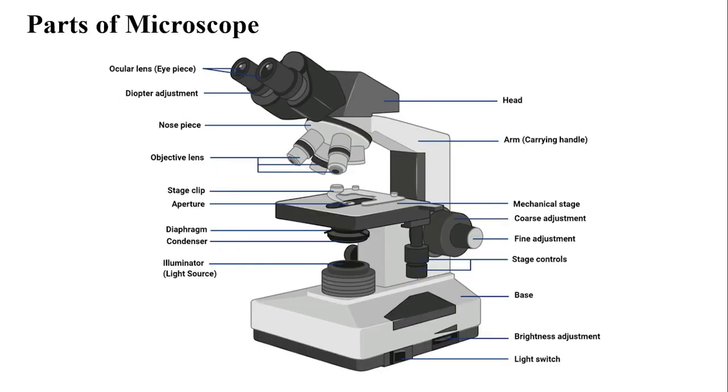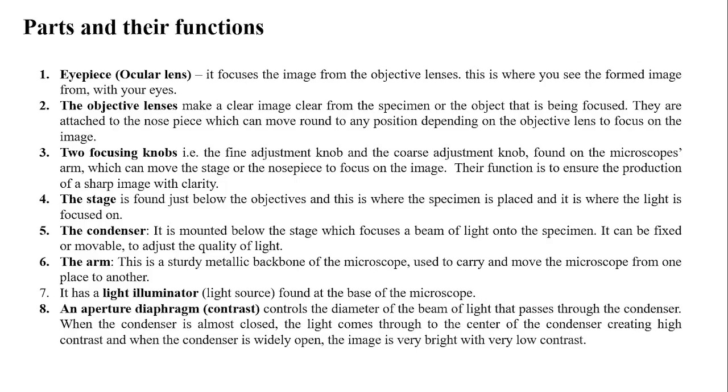This is the basic diagram of an optical microscope. These are a few parts and their functions. First of all, there is the eyepiece. It focuses the image from the objective lens. This is where the image is formed. Then there is the objective lens, which makes a clear image from the specimen. And there are two focusing knobs, which are used for decreasing or increasing the focus according to our requirement.